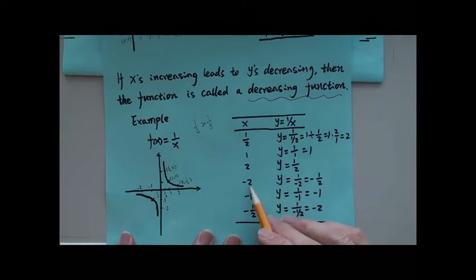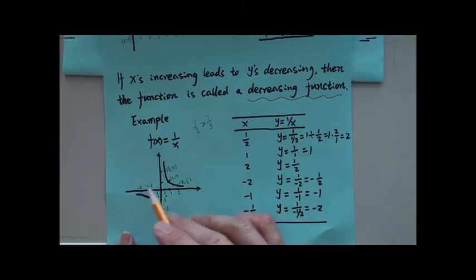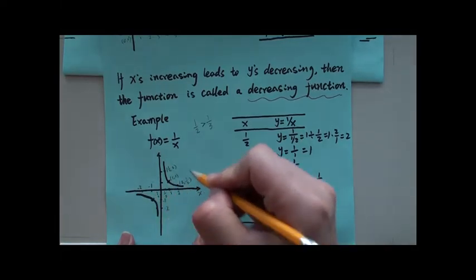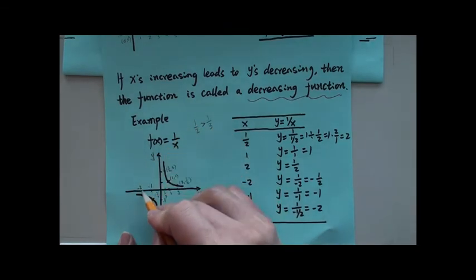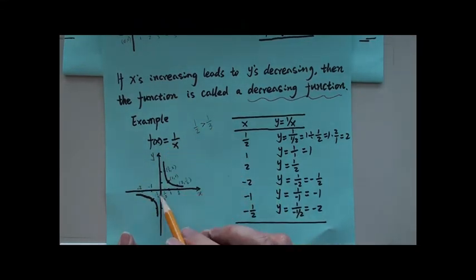So when x is -2, y is higher, -1/2. And then when x is -1, x is bigger, from smaller to bigger, and y is lower. You see 1, -1 right here. So this side is also decreasing.